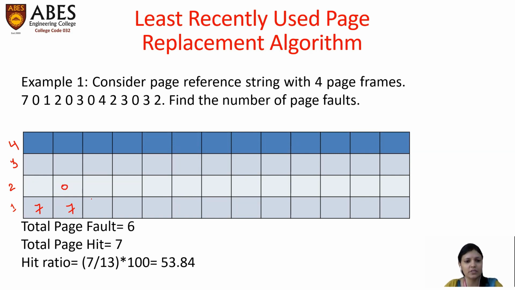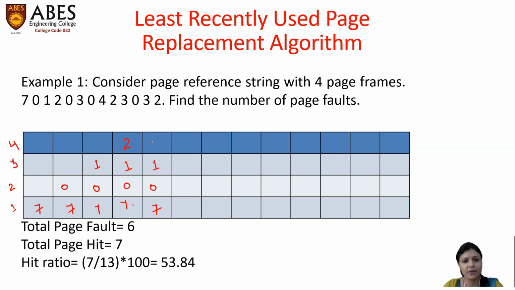Now the next value is 1. So 7 and 0 are already in the memory, and we insert 1. The next value is 2. So 7, 0, 1 are already present. There is still an empty frame in the memory, so we will insert 2. Now the next value is 0. So 0 is already present in the memory, so we will not replace any page. This is a page hit.